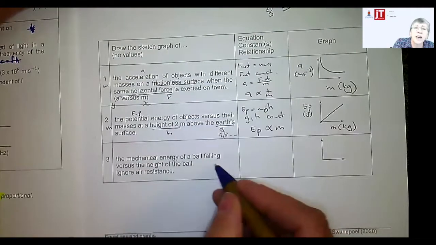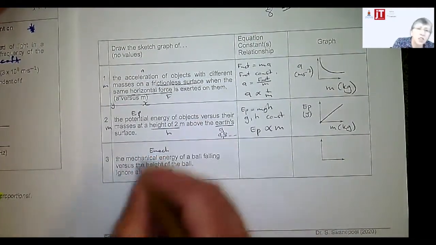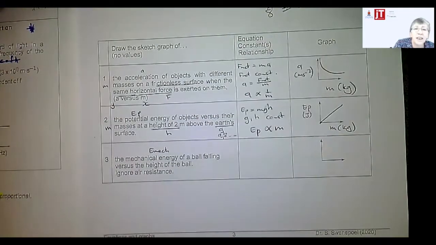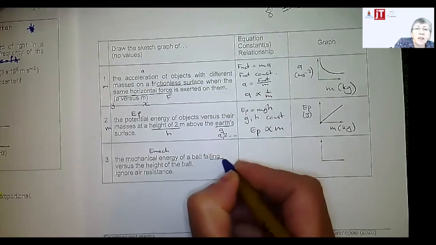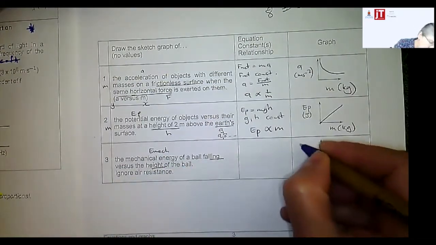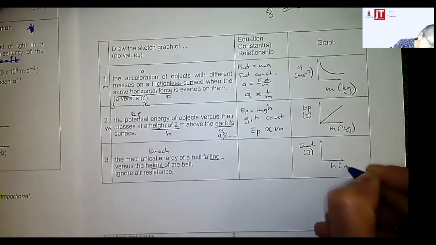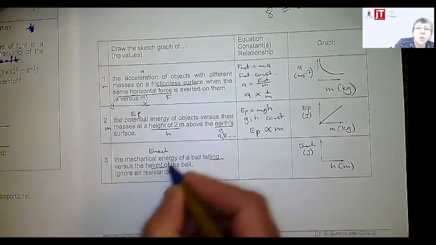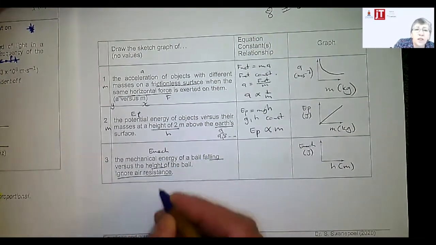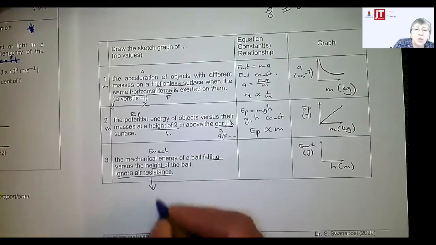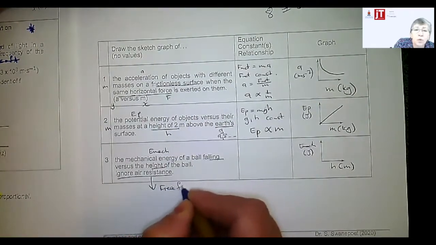Right, next one, we're looking at mechanical energy, E mechanical. Right, not many equations on the information sheet with that one, eh? But they're talking about a ball falling versus height. So you have E mechanical in joule versus height in meters, right? Now, what do I know about a ball falling? And they tell us to ignore air resistance. The moment that they tell you to ignore air resistance, then you are working with free fall, right?